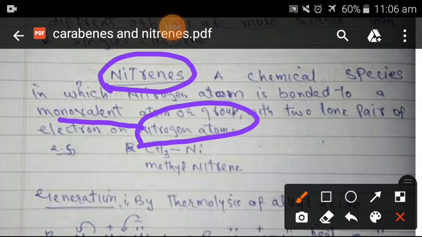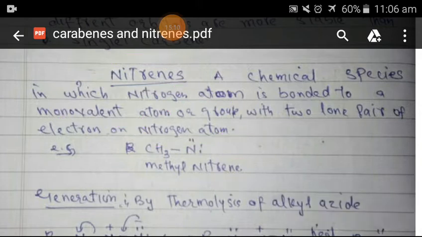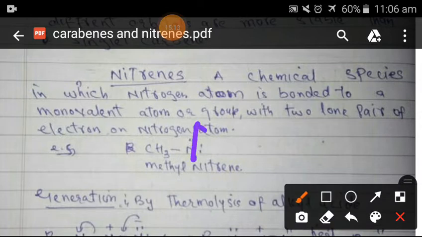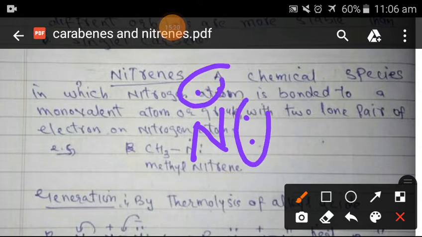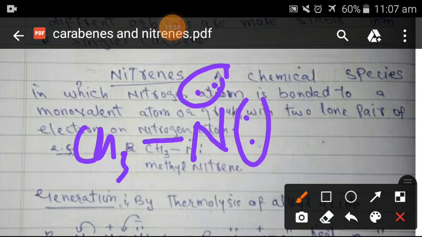But here, the nitrogen atom, these are called nitrenes because the nitrogen atom is carrying two unshared pairs of electrons. Two unshared pairs of electrons are present on this nitrogen, and it is also bonded to one monovalent atom or group of atoms. For example, here it is CH3. So nitrogen is bonded with only one monovalent atom or group of atoms.